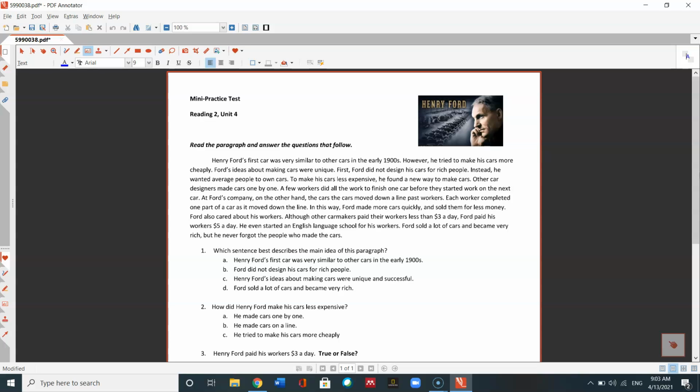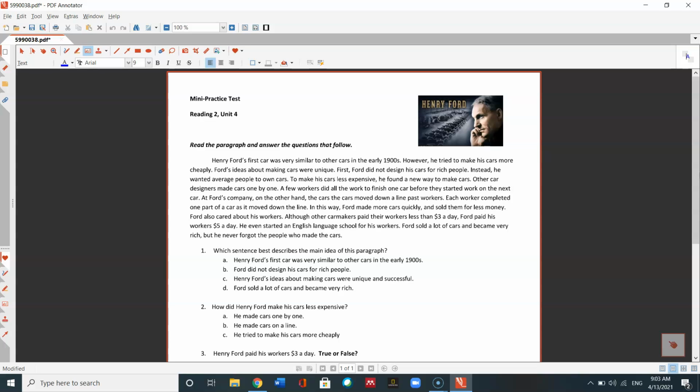Other car designers made cars one by one. A few workers did all the work to finish one car before they started work on the next car. At Ford's company, on the other hand, the cars moved down a line past workers. Each worker completed one part of a car as it moved down the line. In this way, Ford made cars more quickly and sold them for less money.